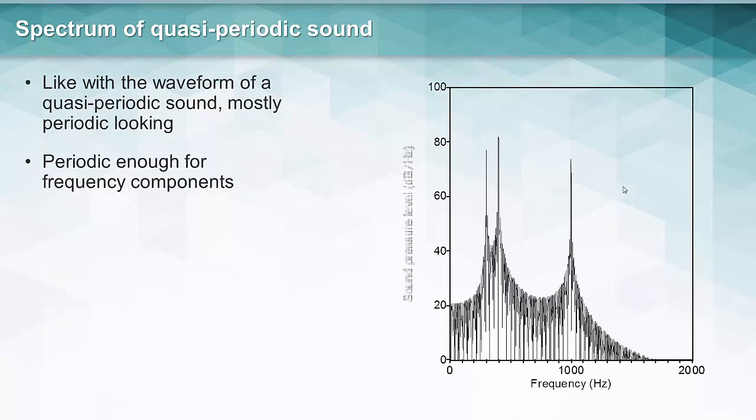If you were to make a spectrum of a long steady-state vowel, like a tense vowel like ah, for example, it might look like this.